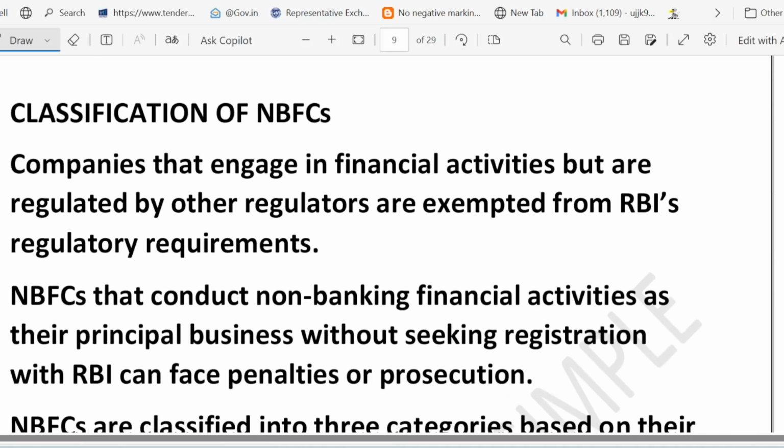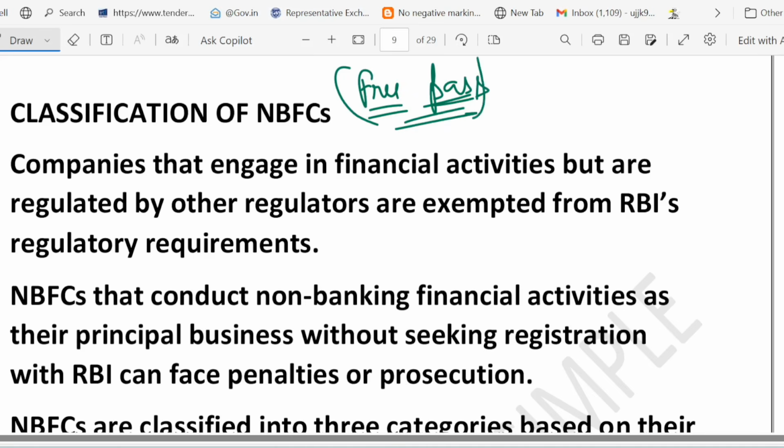So friends, you know that not all NBFCs are the same. Some take deposits, some don't take deposits. Some finance trucks, others fund startups. Let's decode how RBI classifies NBFCs based on their risk, their activities, and their size. First of all, who gets a free pass from RBI regulation? The question is, who gets a free pass from RBI regulation?